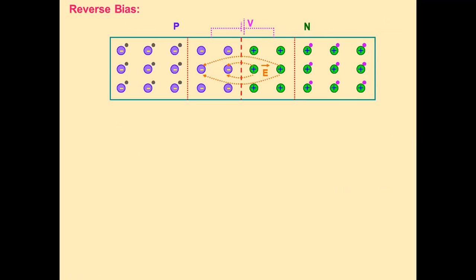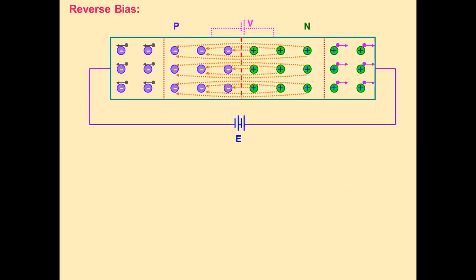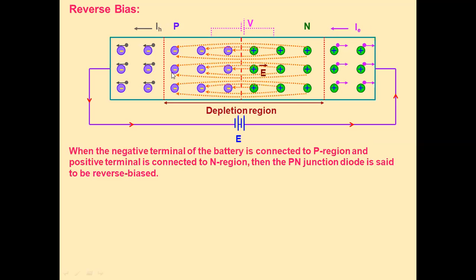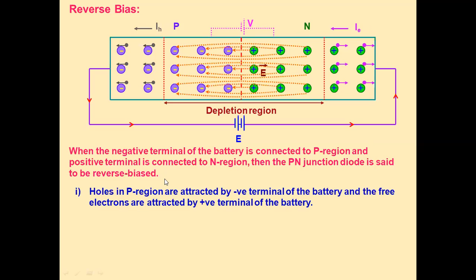The second type of biasing is known as reverse biasing. What is meant by reverse biasing? In reverse biasing, the negative terminal of the battery is connected to the P type semiconductor, and the positive terminal of the battery is connected to the N type semiconductor. This type of biasing is known as reverse biasing. In this reverse biasing, the holes in the P region are attracted by the negative terminal of the battery, and electrons in the N region are attracted towards the positive terminal of the battery.